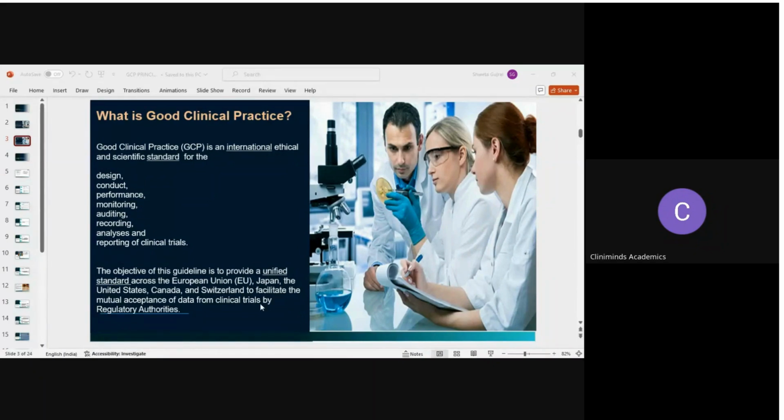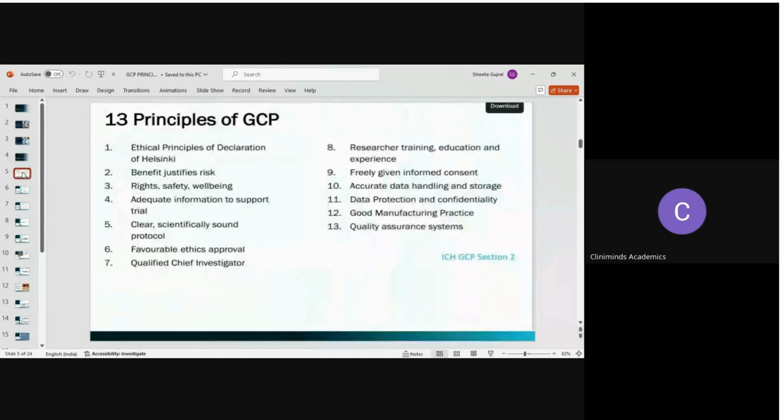Now we are going to study the ICH principles. There are 13 principles in ICH. These 13 principles that you see here, like the ethical principle of the Declaration of Helsinki, are short terms. This is not the complete principle, it's just written in short, so that it becomes easy for you to retain all 13 principles.